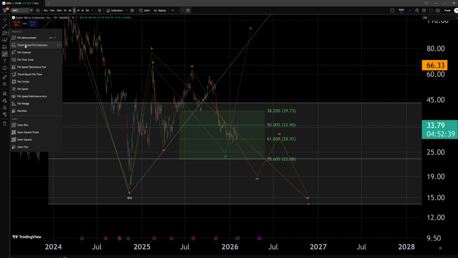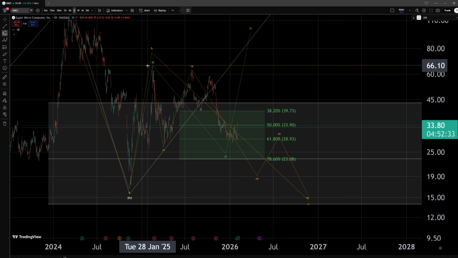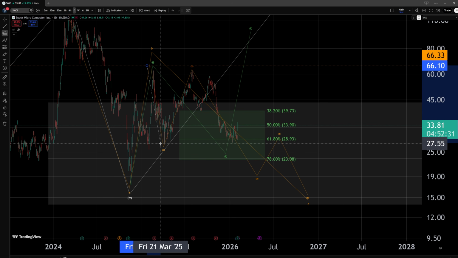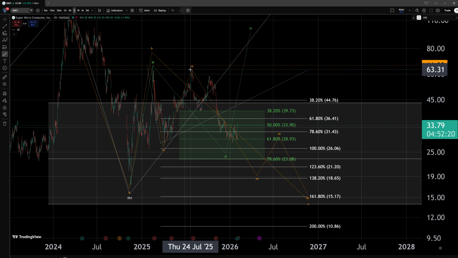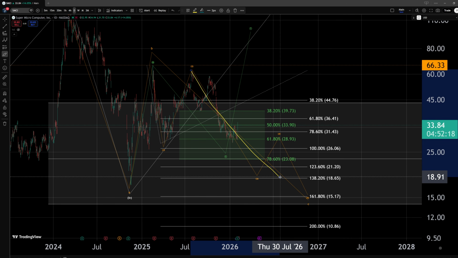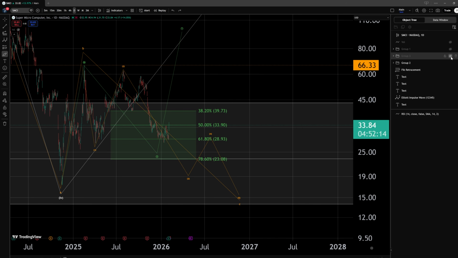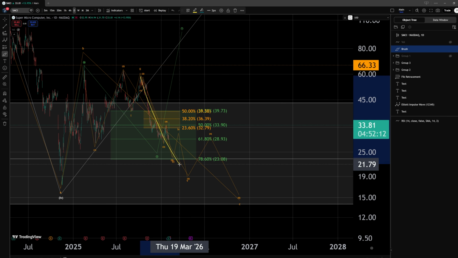Now, for the ideal target for the wave 3 in orange, we would be looking here at the 138.2% extension of the wave 1 around the $18.6 level. If this is to indeed build the entire wave 3, I see no issue for this structure to actually get to that area. But for now, I believe even internally, we should expect continued downside within this wave 3.